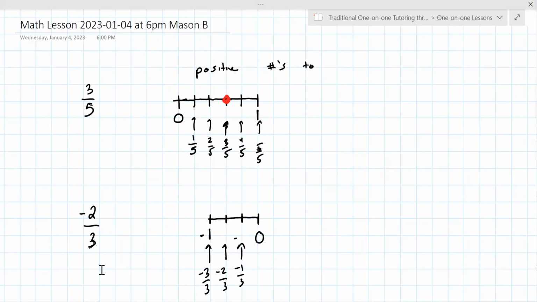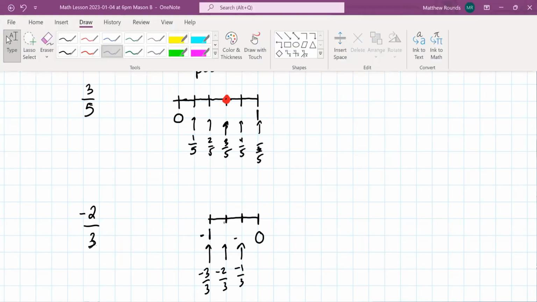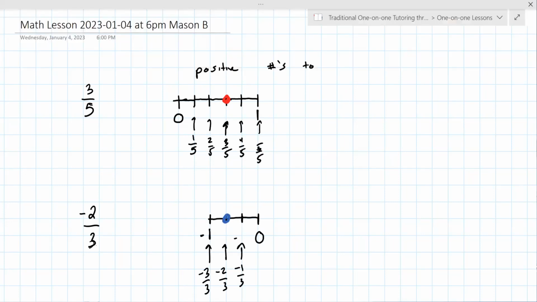All right, so now where does negative 2/3 go? Well, it's the one that aligns with it. It's 2 over, or 2 to the left, like that.